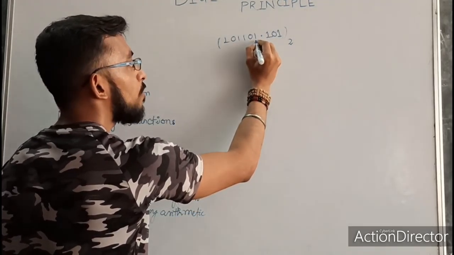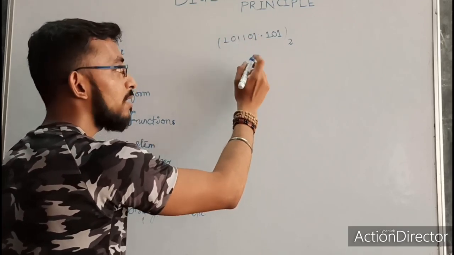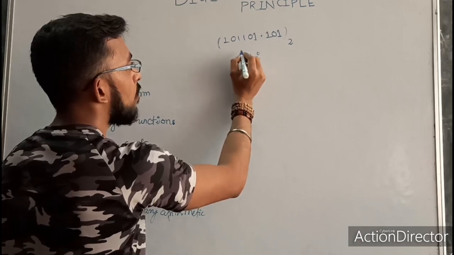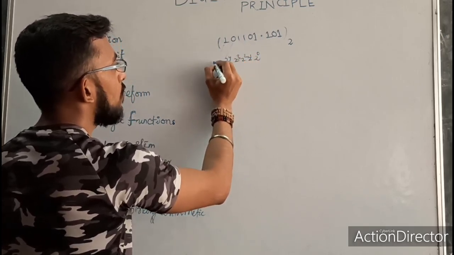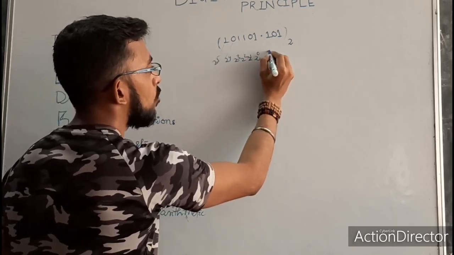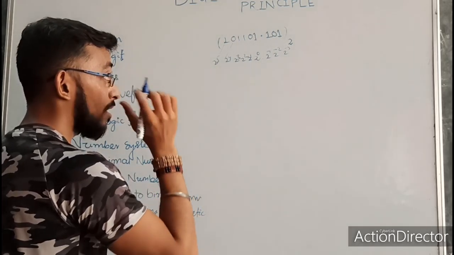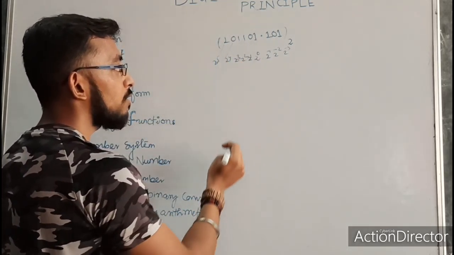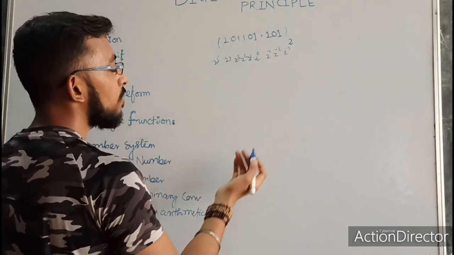It means we have to multiply each digit with its weight. So what is the weight of this one? It's nothing but 2 power 0. This is 2 power 1, this is 2 power 2, this is 2 power 3, 2 power 4, this is 2 power 5. After the dot, 2 power minus 1, 2 power minus 2, 2 power minus 3. Remember all these powers or the weights, so that it will become easy for you to calculate in the exam.